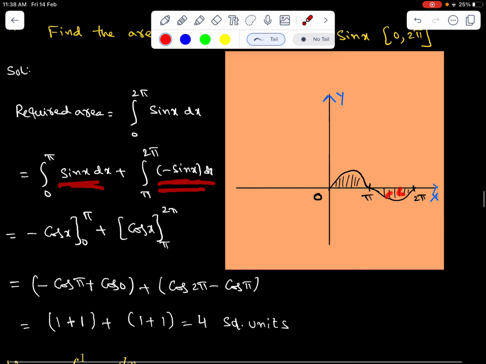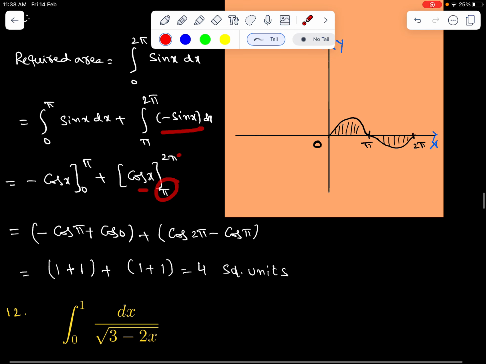Therefore, integral sin x is minus cos x, 0 to pi, and integral cos x, pi to 2 pi. Therefore, this is the answer.